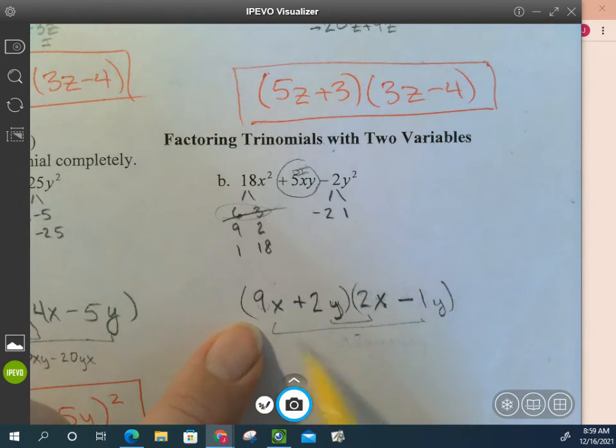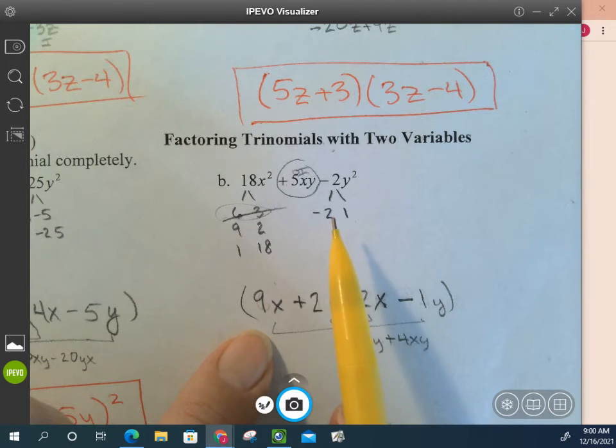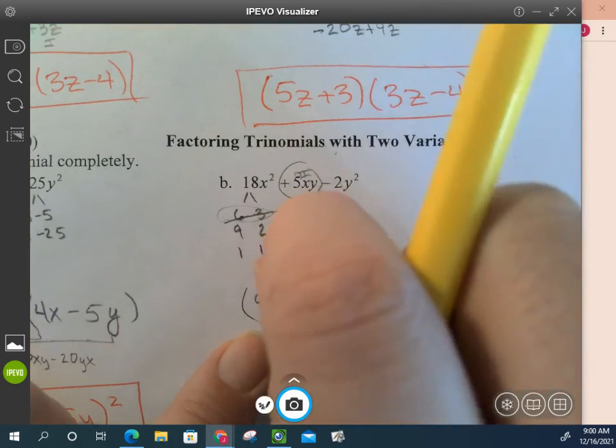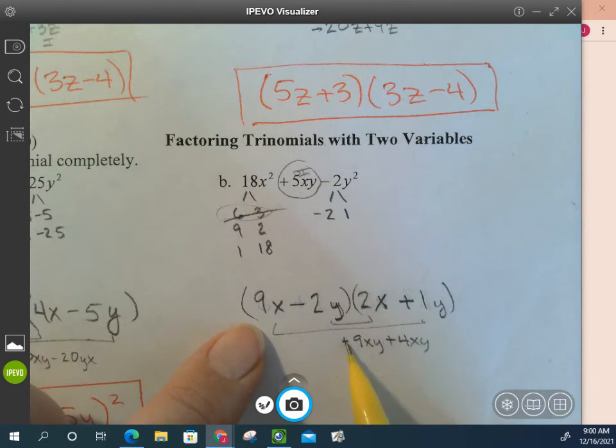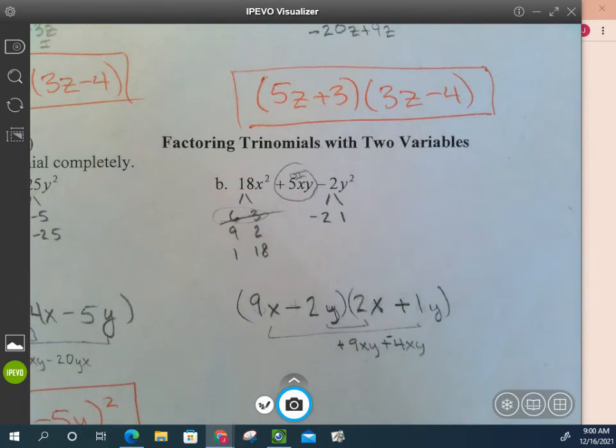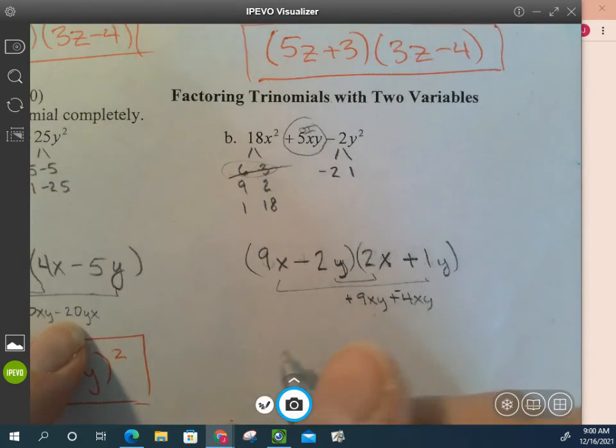Okay, so 9x times -1 is -9xy, and then 2y times 2x is positive 4xy. Okay, that gives me a -5xy. What did I want? I wanted a positive, right? So wrong sign. Just switch your signs. So now I have a positive 9 and I have a -4. There's my positive 5. All right, so that is my final answer.